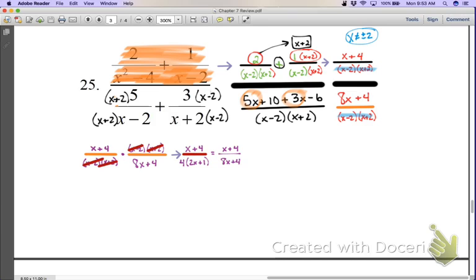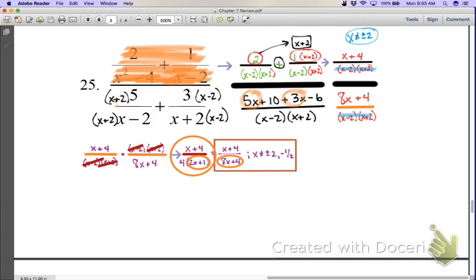Now you can't forget your restrictions of the original, that it can't be a plus or a minus 2. And because of the 8x plus 4 or the 2x plus 1, whatever you want to call it, it also can't be a negative 1/2. So either of those two answers work. Either the one that's in the box or the one that's circled here.